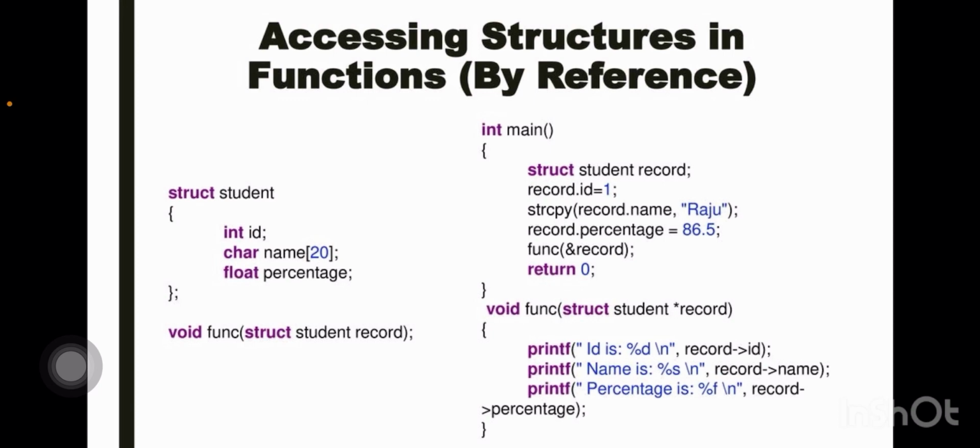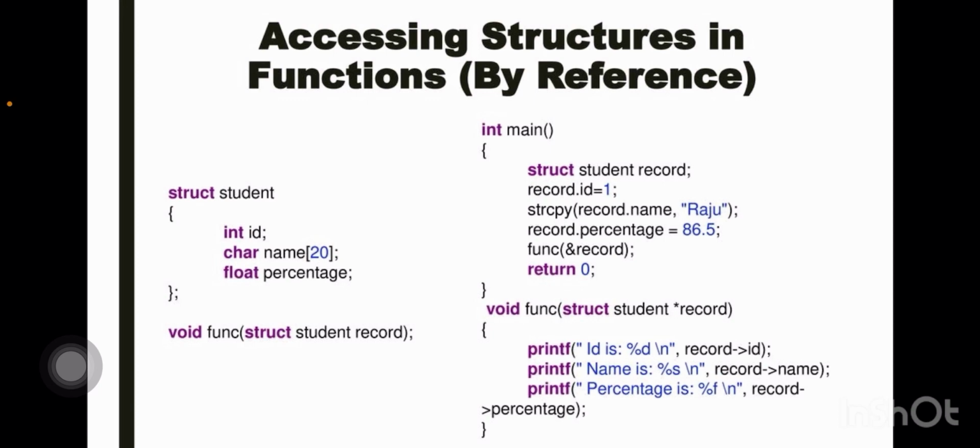And then you can see in the main function, first of all we are creating a variable of structure type, that is record, and after that we are passing values to the structure members. We know that we can access the structure data members with the help of the structure type variable. Here record is the structure type variable. First of all we are accessing ID. record.id is equal to 1. That means we are initializing the data members of the structure student.